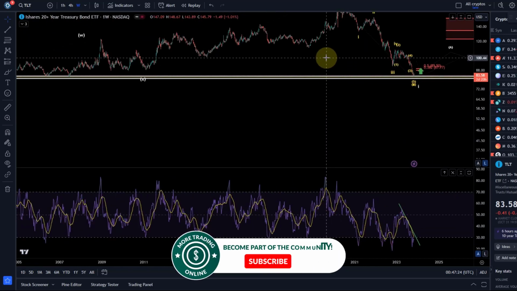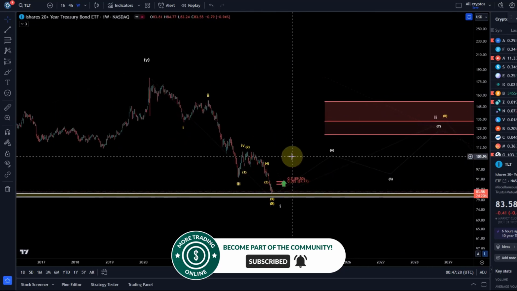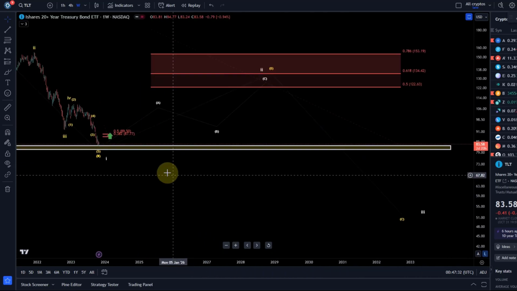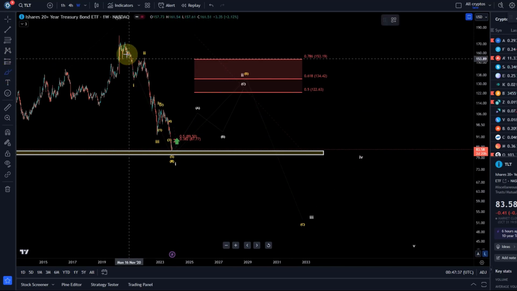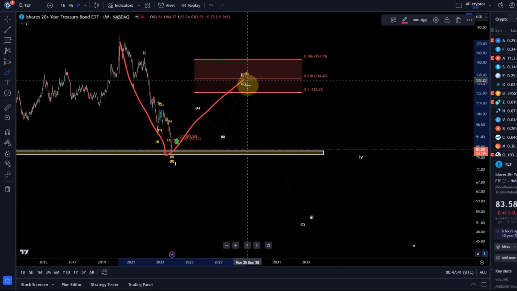Now, there's a lot of work to do. This is obviously the weekly overview, so it takes time for that to play out. But as you can see here, off the high, we've got 5 waves to the downside. Now, 5 waves to the downside could mean in the yellow count that this move down was just an A wave. The move up that should happen would be a corrective rally.